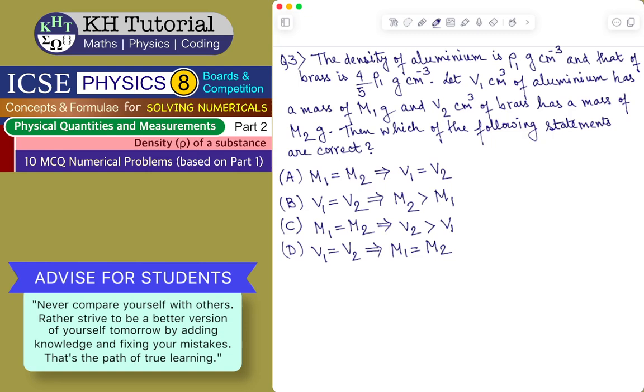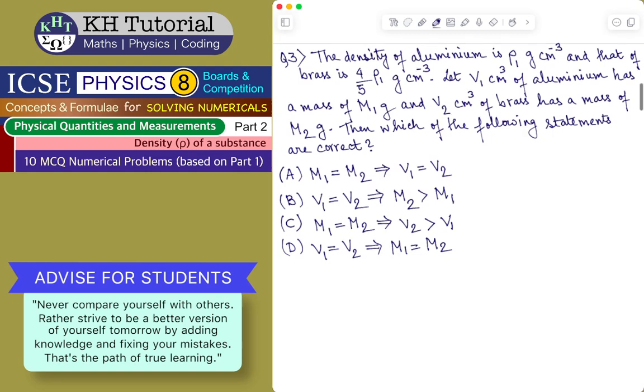Option A says that if m1 equals m2, this implies v1 equals v2. So this means that if we take equal mass of aluminium and brass, then their volume must be the same. Option B says if we take equal volume of aluminium and brass, then the mass of brass should be greater than the mass of aluminium. Similarly, we have options C and D. Okay, now let's see.